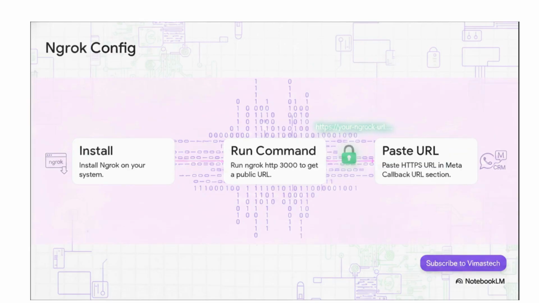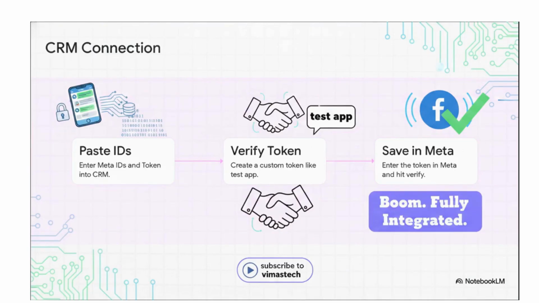You just take this new public URL and paste it directly into the callback URL section inside your Meta developer portal. To lock this entire connection together, we do a quick digital handshake. Over in your CRM's WhatsApp configuration page, paste in those IDs and the access token you snagged earlier. You'll also create a custom verify token. It can be any phrase you want, like test app. Then take that exact same phrase, type it into the Verify token field back on the Meta platform, and hit Verify. And just like that, your CRM and the official WhatsApp servers are fully integrated and chatting in real time.